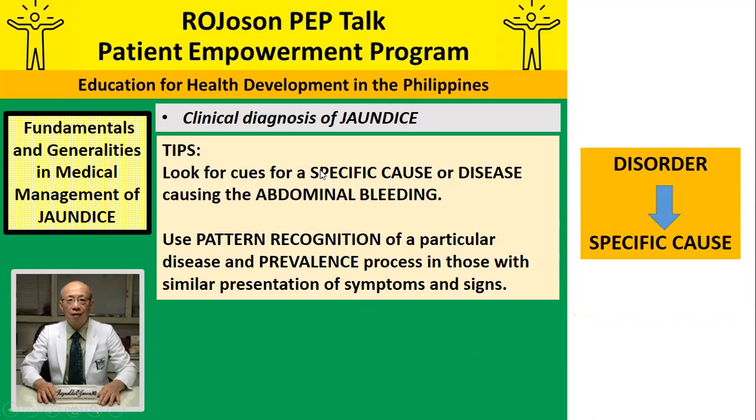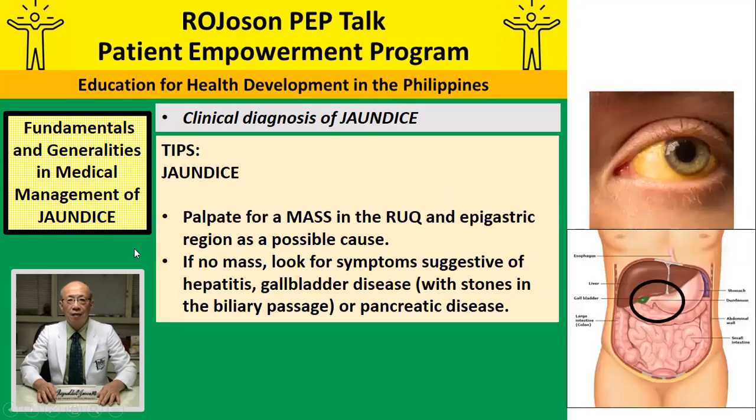So look for cues for a specific cause or disease causing the jaundice. Okay, so you identify the disorder and then you try to look for the specific cause. In trying to look for the specific cause, we use the pattern recognition of a particular disease and prevalent process in those with similar presentation of symptoms and signs. So palpate for a mass in the right upper quadrant and epigastric region as a possible cause. So if there is a mass, most likely that's the cause.